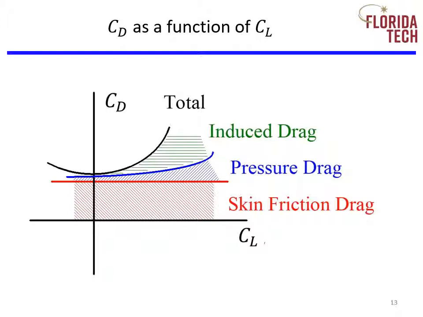Graphically, the various drag components can be represented on a drag polar. Skin friction is basically always present and remains fairly constant with CL or angle of attack. Pressure drag becomes significant at higher CL or angle of attack as the streamlined body becomes more of a blunt body. Induced drag grows as the square of CL. It's what makes the total drag a true polar.